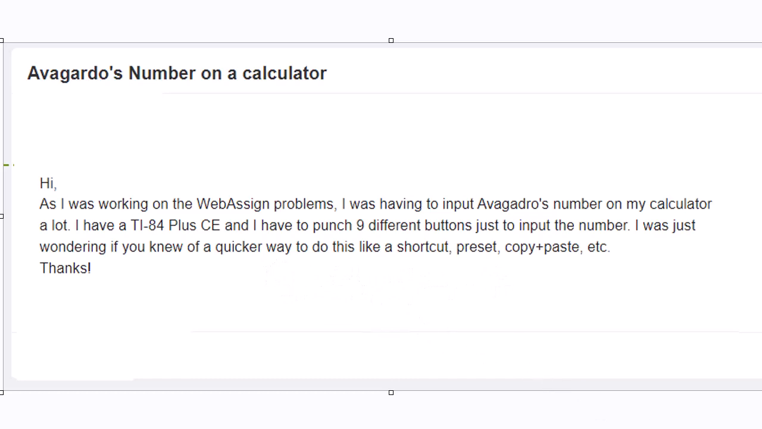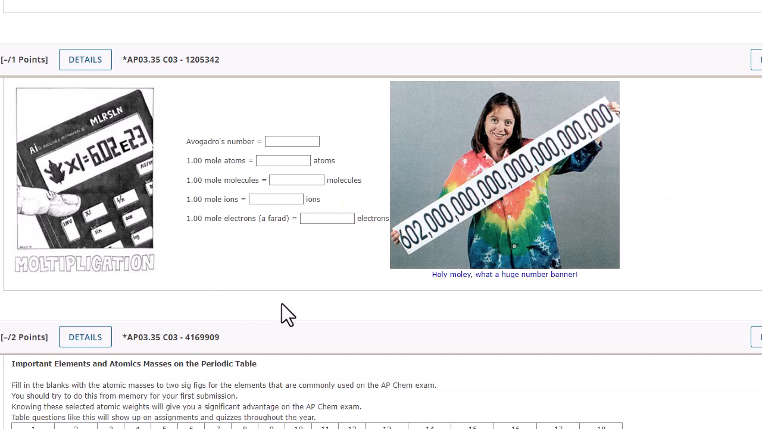Here, let me pull up the calculator. Oh, first, let me put up the problem. Here's the problem, probably, where we're dealing with Avogadro's number, the number of particles in a mole, 6.02, and on a TI, you're going to use E times 10 to the 23. And you've got to put that in here a number of times, so this is a good exercise.